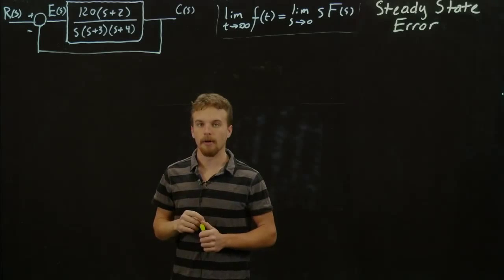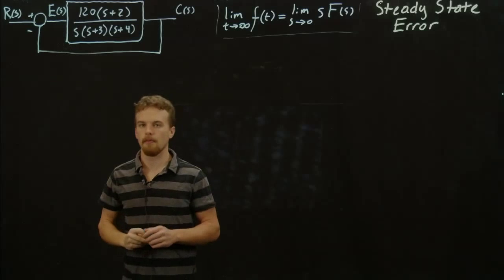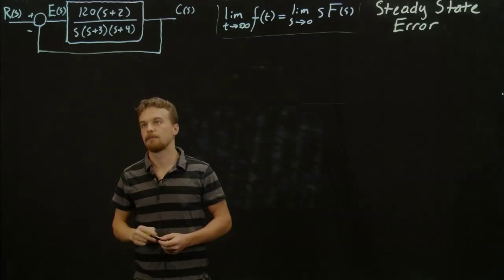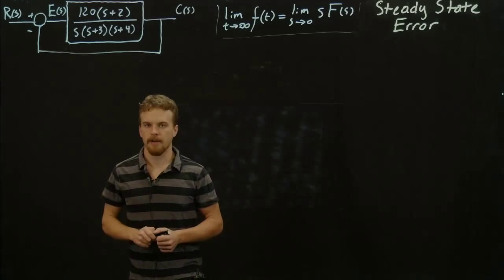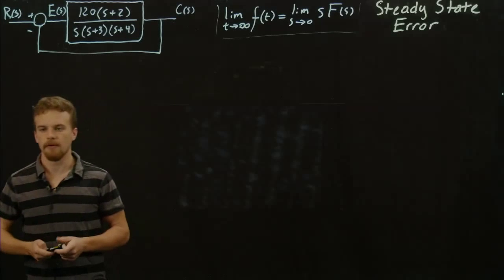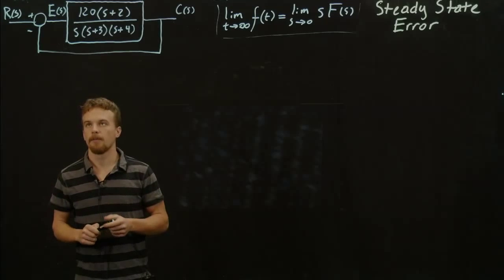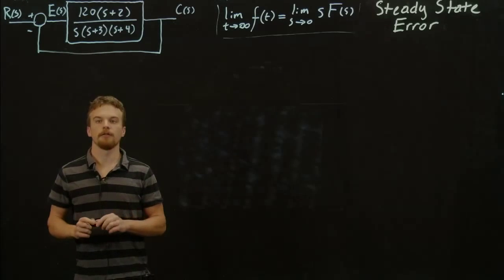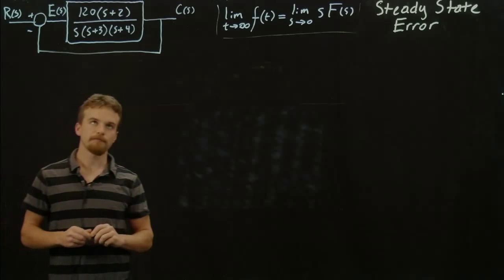So what we're going to do is find the steady state error, what the error looks like after a long time. We're going to find that for a few different types of input, a few different orders of input. We'll have a step function, a ramp function, and a parabolic function, and we'll see for each of those what this error looks like after a while.